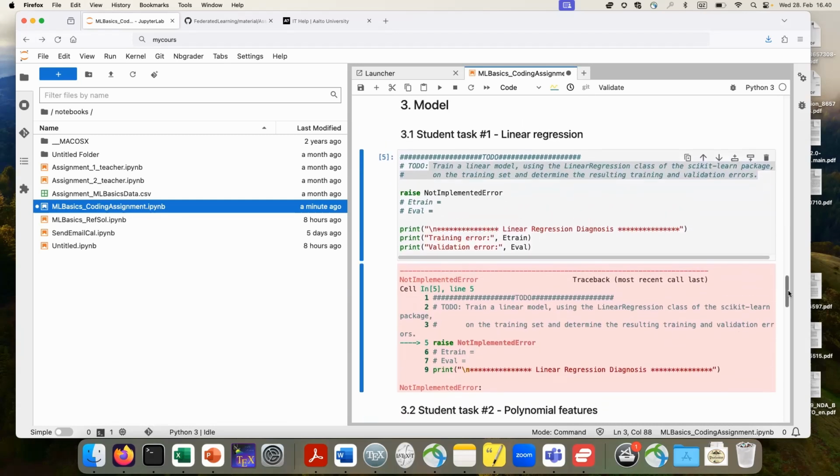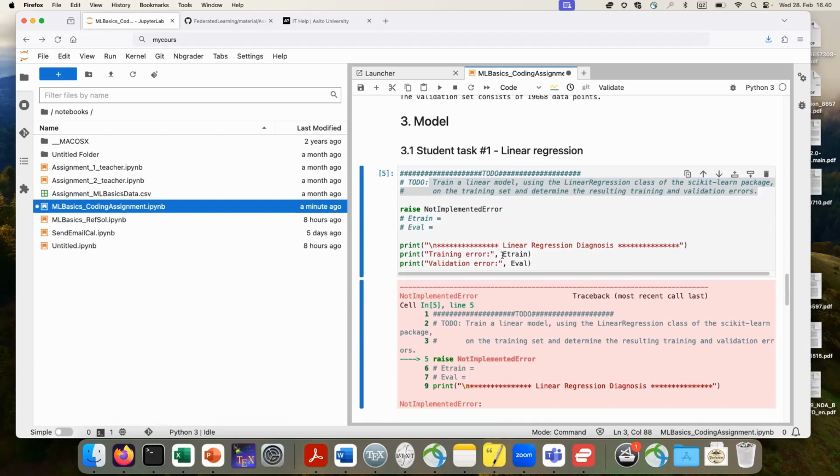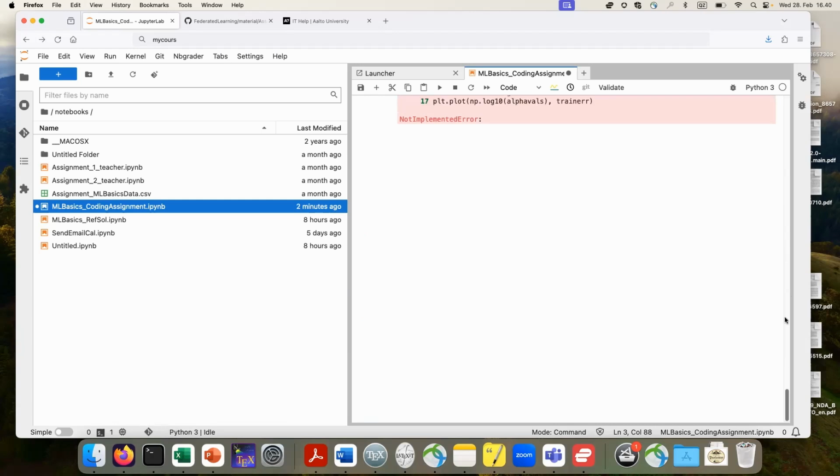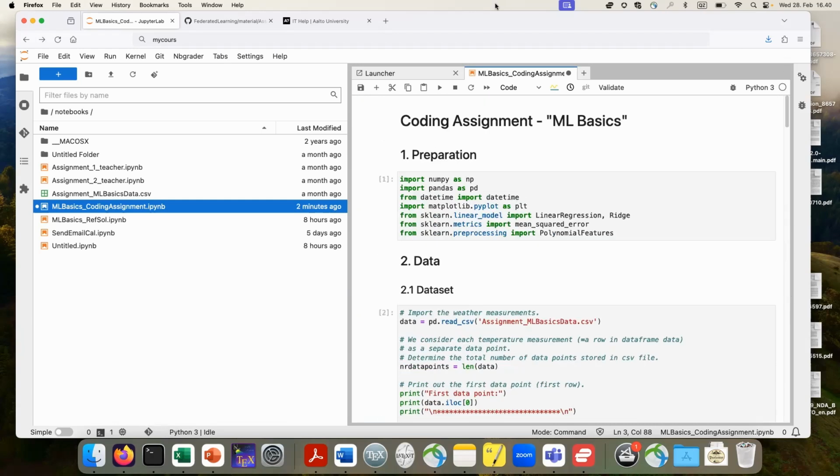And we might then ask in the quiz about the error levels. So is the error between 15 and 30 or between 30 and 50? So these will be quiz questions about the coding assignments. And here we have 1, 2, 3 coding assignments. So not too much.